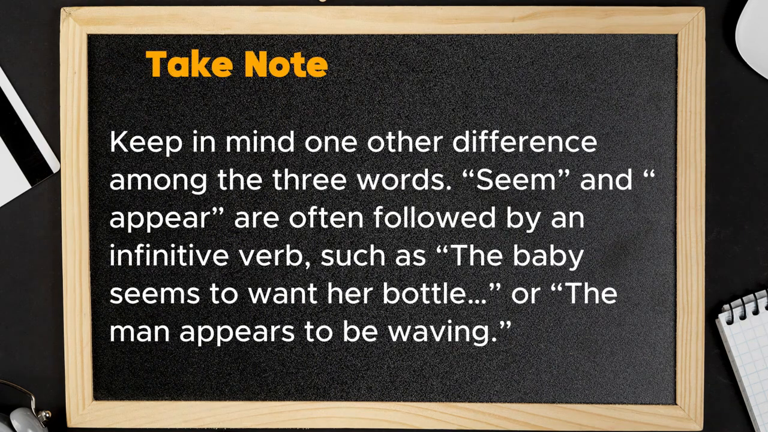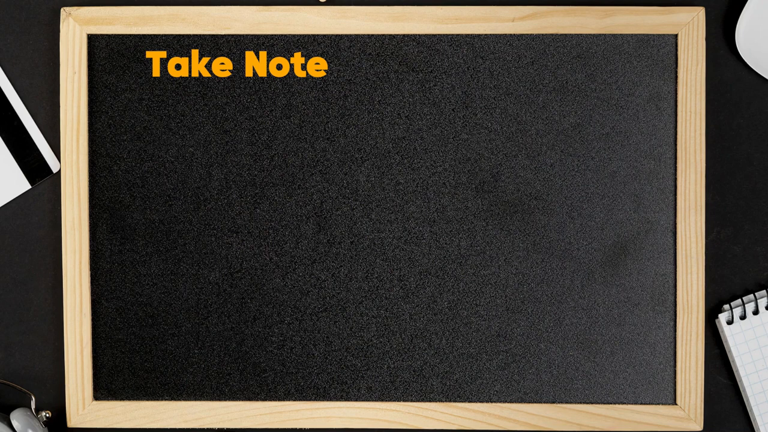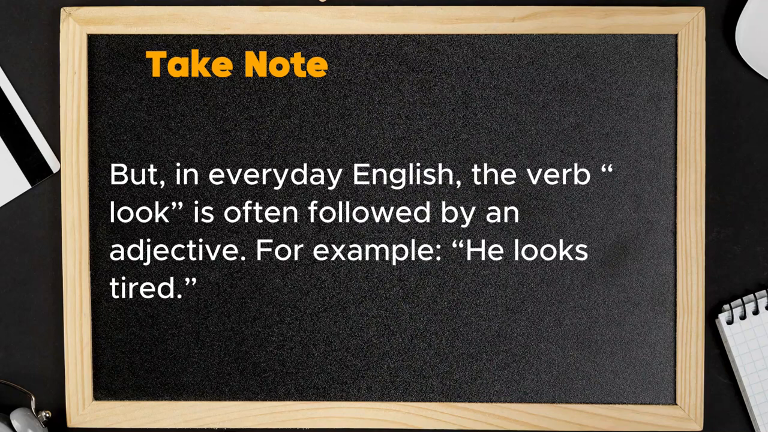Keep in mind one other difference among the 3 words. Seem and appear are often followed by an infinitive verb, such as, "The baby seems to want her bottle," or "The man appears to be waving." But in everyday English, the verb look is often followed by an adjective. For example, he looks tired.